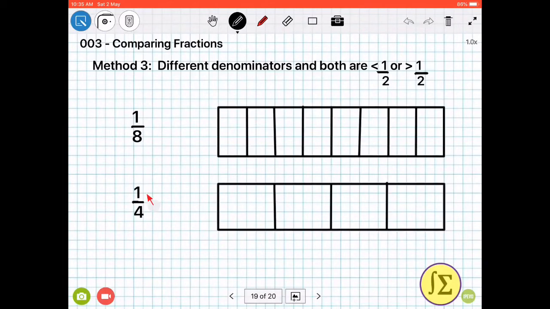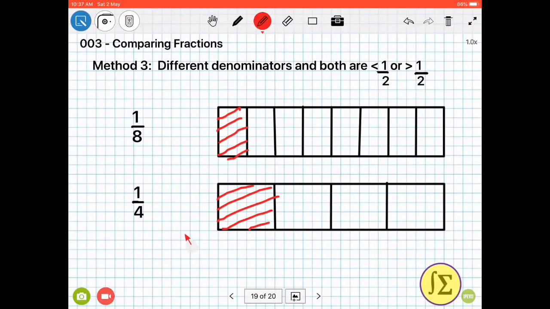Okay, so if you look at this graphically, I've taken a whole, divided it into 8 equal pieces, and for the 1 over 4, the same whole, the same size rectangle, divided into 4 equal pieces. Okay, so I'll quickly highlight 1 over 8. So that's 1 over 8, and this is 1 over 4. As we can see graphically, 1 over 8 is smaller than 1 over 4. But we don't have to draw a diagram to determine that, right? And we don't have to create an equivalent fraction, okay?